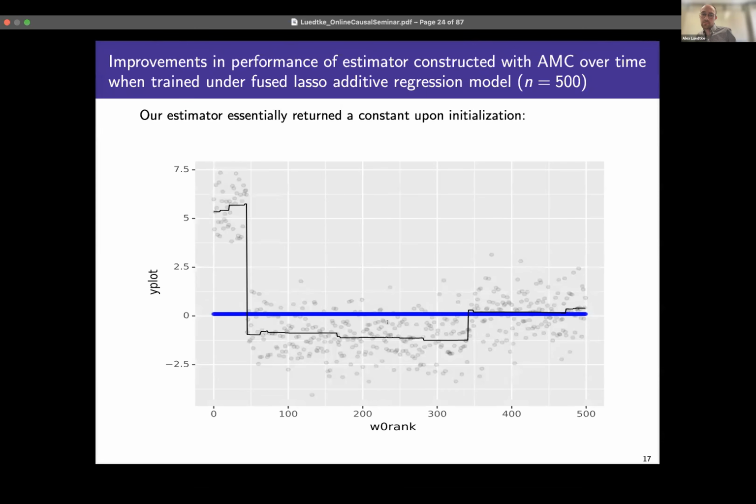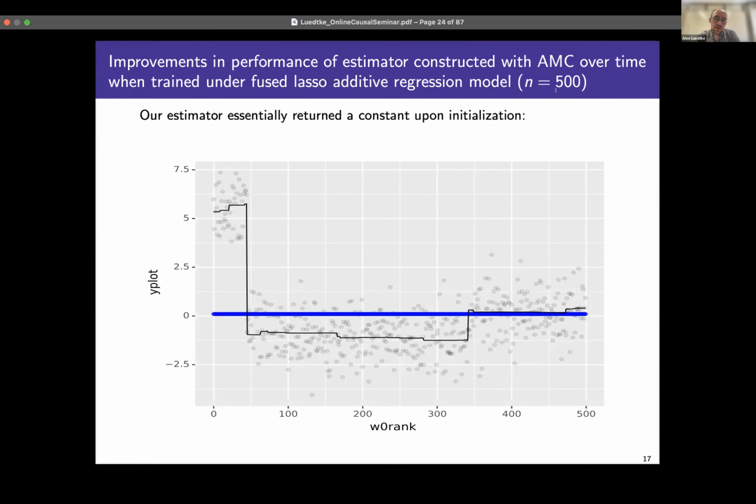So in a second, I'm going to pause for questions. Before I do that, I just want to show you one example to try to give you a visual to see what this learning scheme looks like. So here I'm thinking about a regression setting. I'll give an example from CATE estimation at the end of this talk.